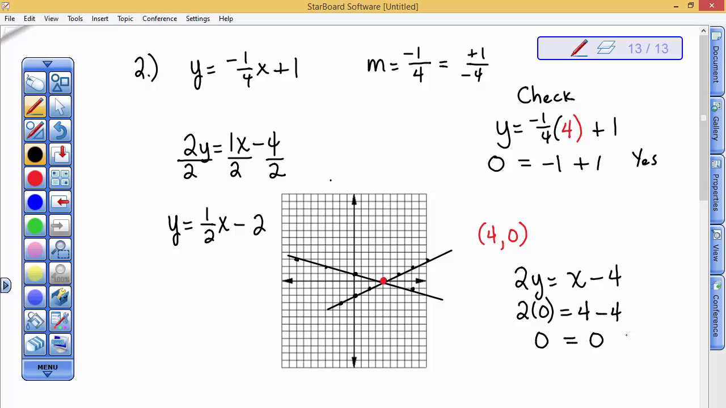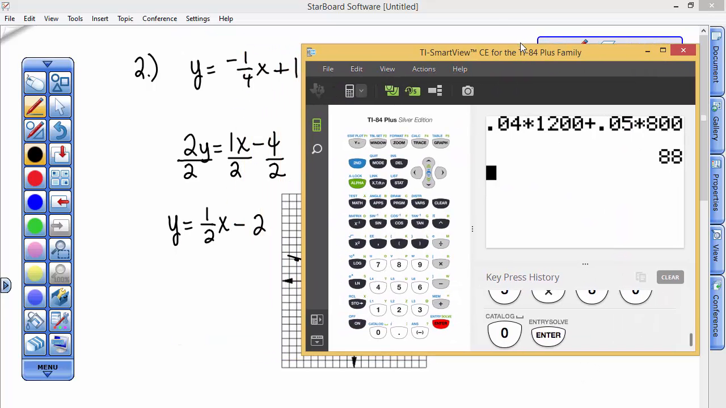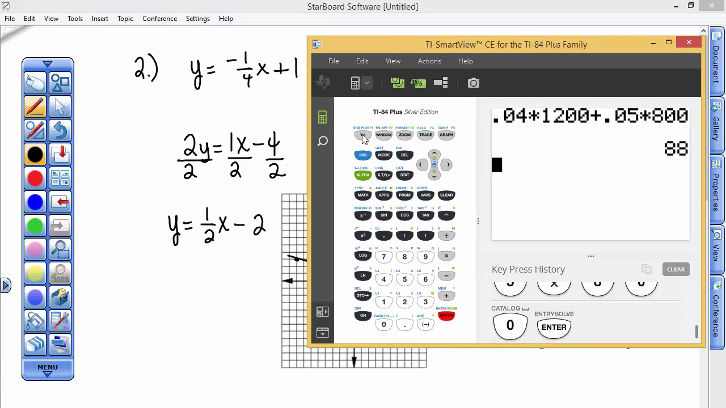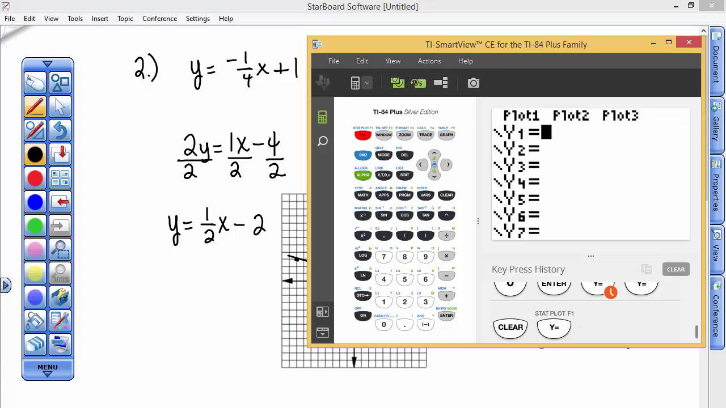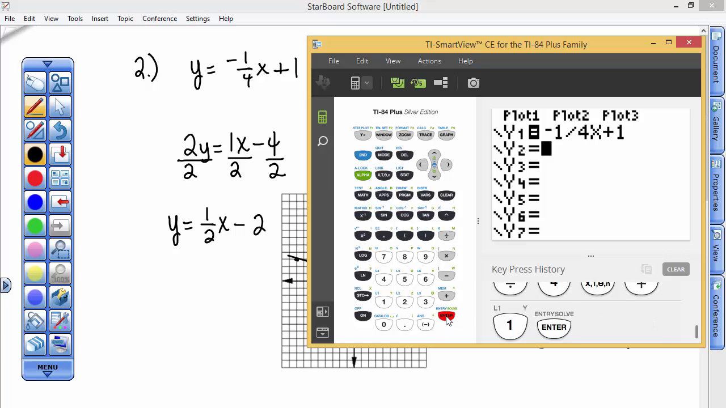Finally, let's do this on our graphing calculator. So I want to move the calculator over a little bit. I have to hit my y equals key. My calculator is stalled here. Okay, I got my calculator to work. So I'm putting in -1/4 x plus 1. And then the other equation in slope-intercept form, because remember this reads y equals, not 2y equals. So in this case, it's 1/2 x minus 2.